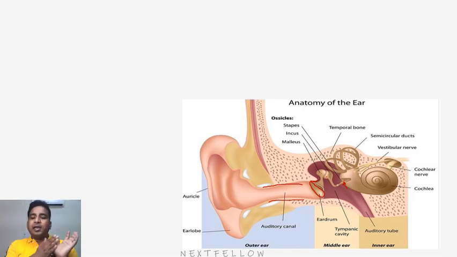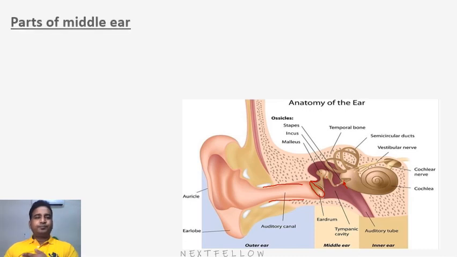So this mechanical energy will produce a movement in the perilymph, further leading to the conduction of the sound, and thus we hear the sound. So this is the basic middle ear anatomy.